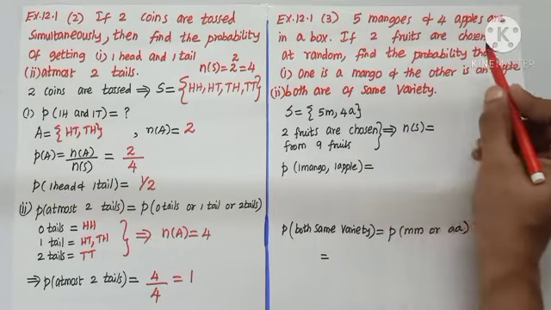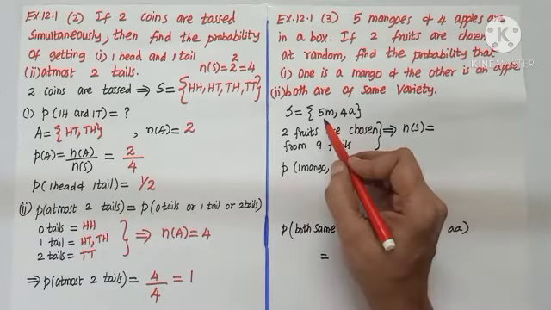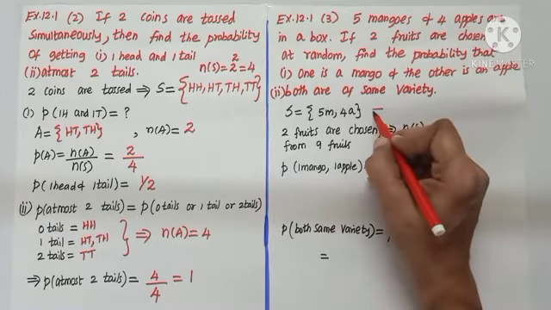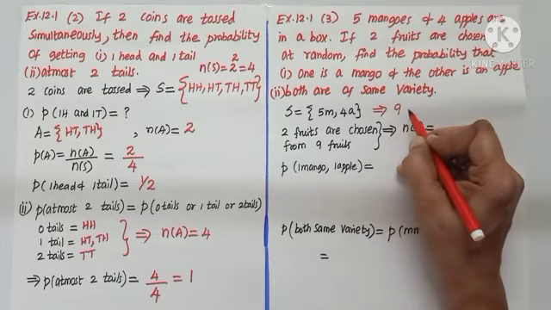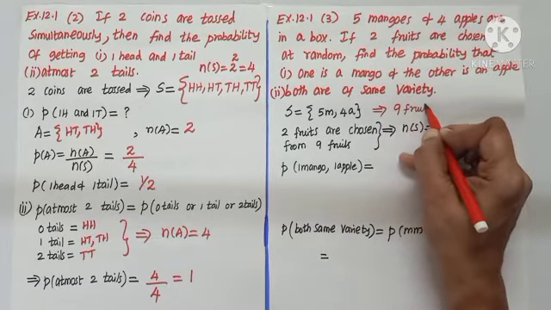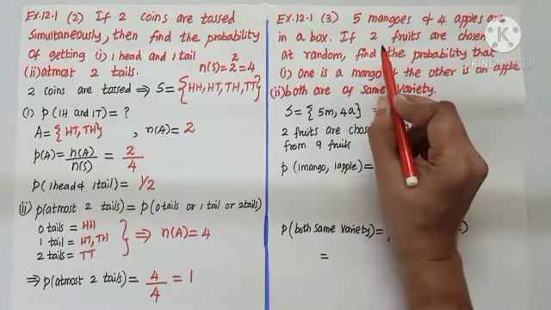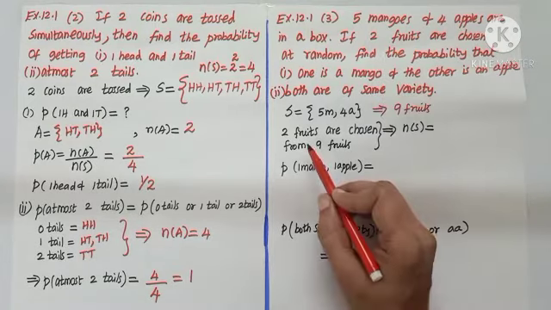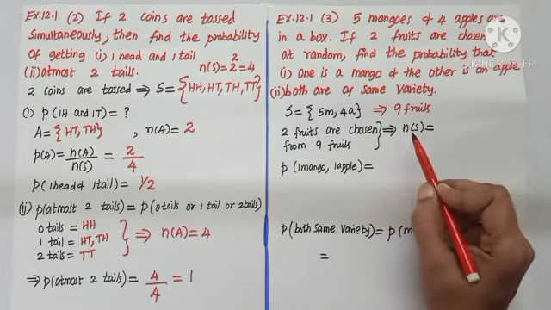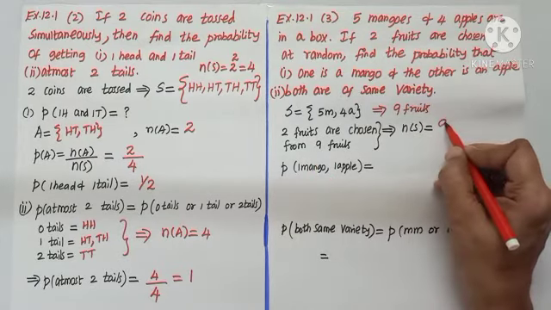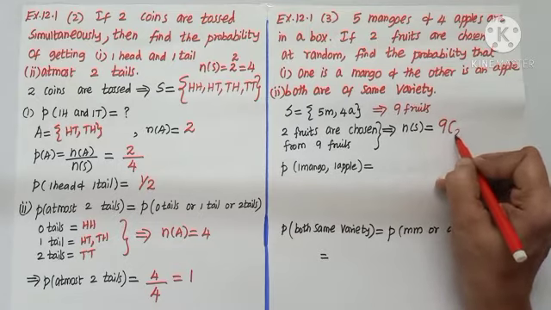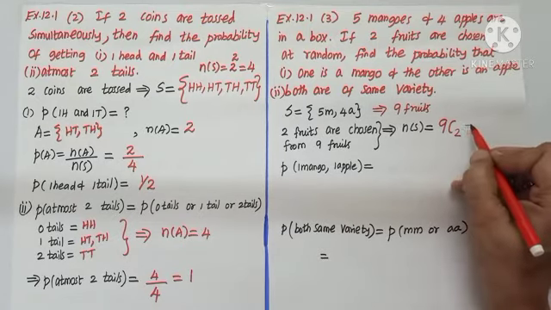If 2 fruits are chosen, altogether there are 9 fruits. 5 plus 4, we get 9 fruits. From 9 fruits, we are choosing 2. What is the condition? N of S is out of 9. I am choosing 2, so it is 9C2.